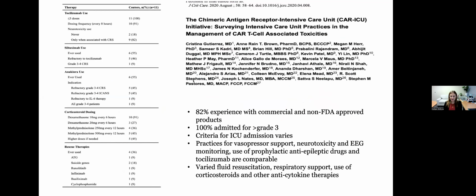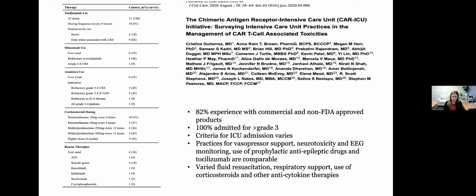Because there is no set of guidelines, what we decided to do with this group was take a look at how we practice and what people are doing. So 82% of us had experience with commercial and non-FDA approved products, so those that are in clinical trials, which is different than our previous study. 100% of those were admitted for grade 3. So we're looking at when patients actually come to the ICU, and grade 3 really seems to be the main cutoff. Some other centers, it was a little bit earlier, which is fine. Early ICU admission for close monitoring is certainly recommended.